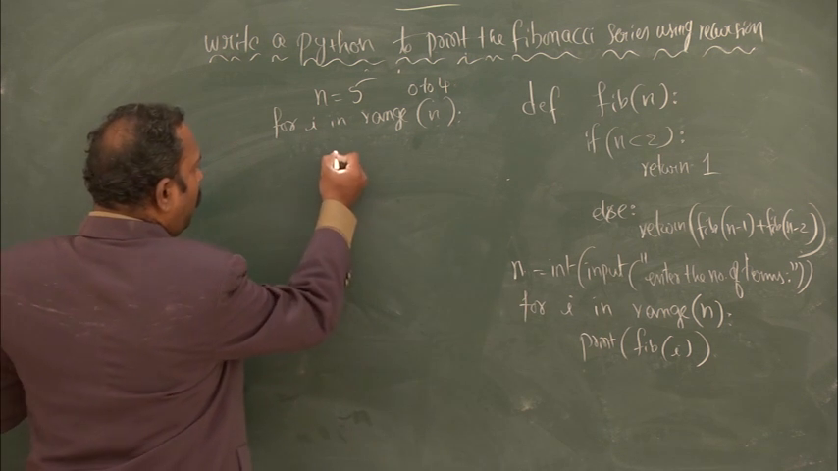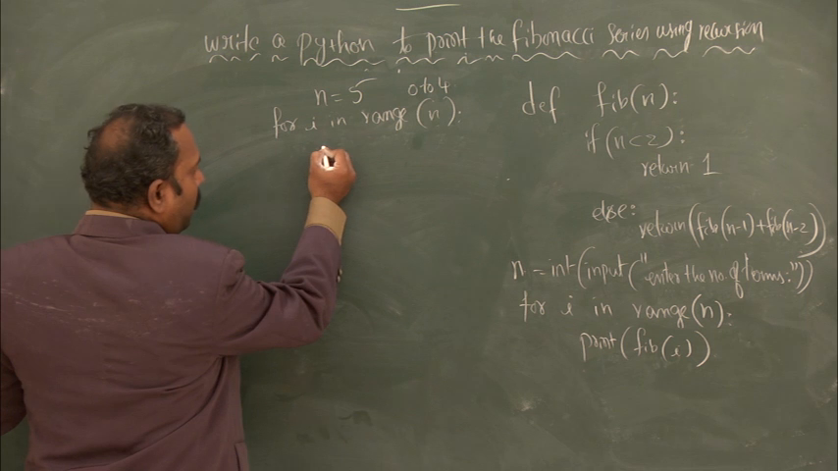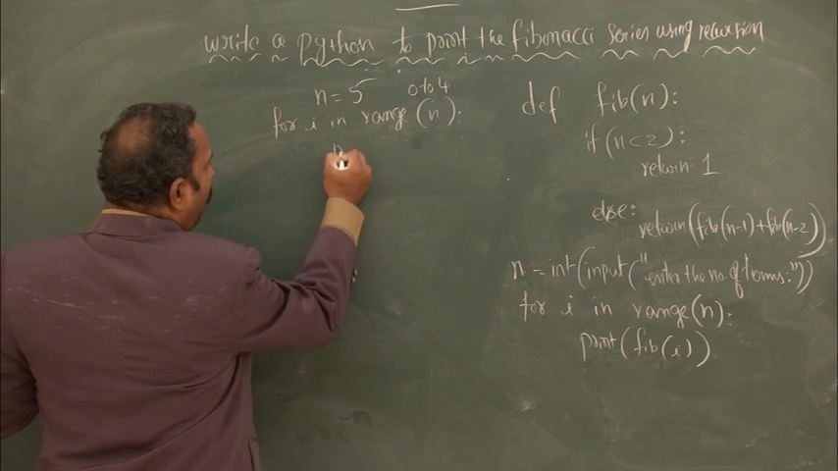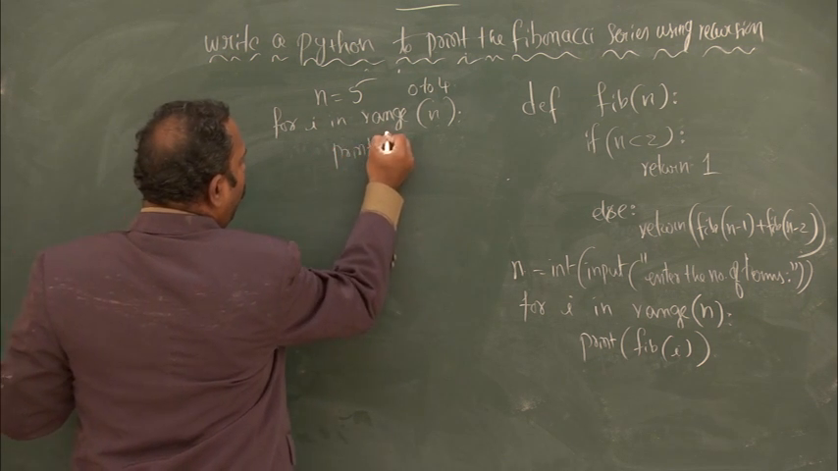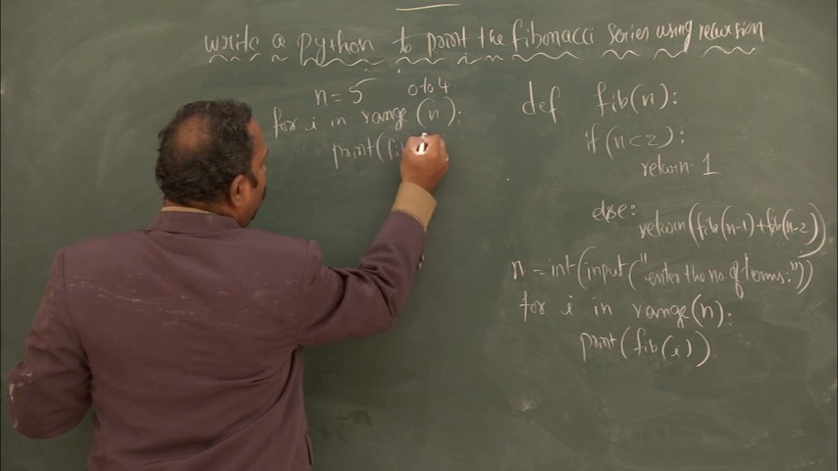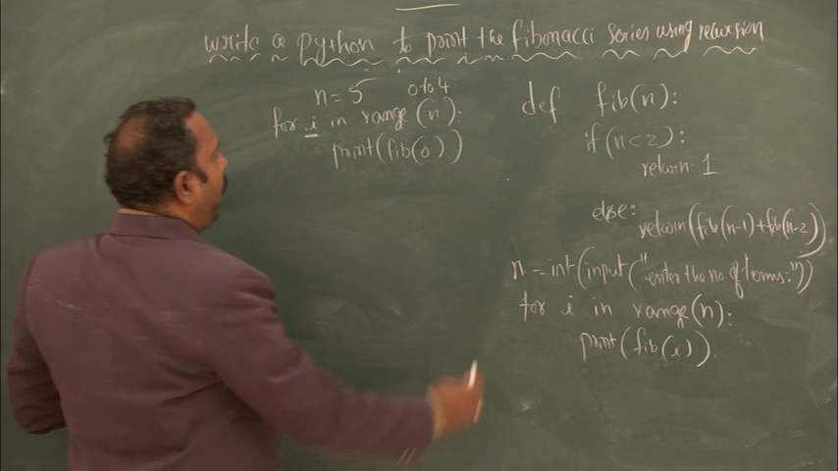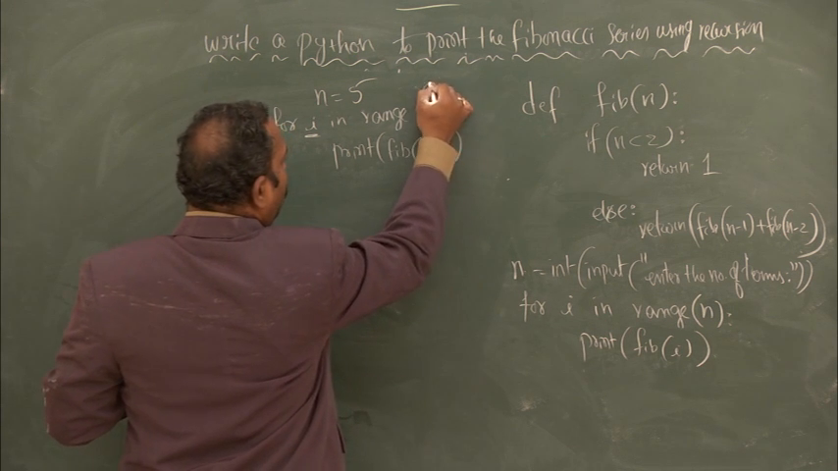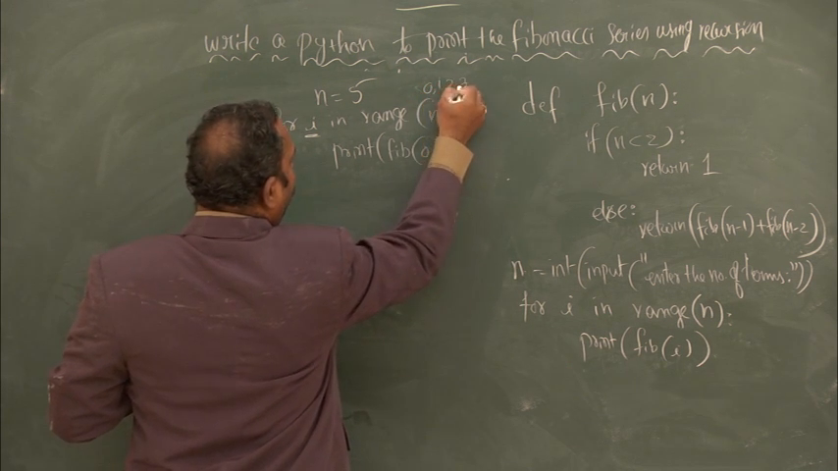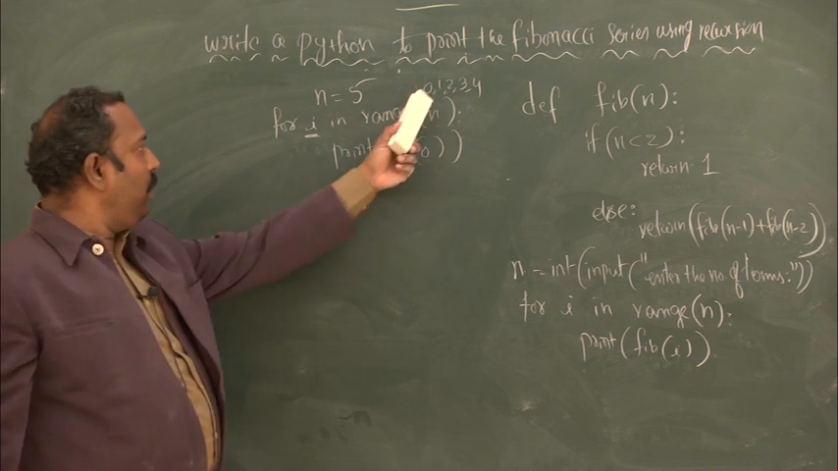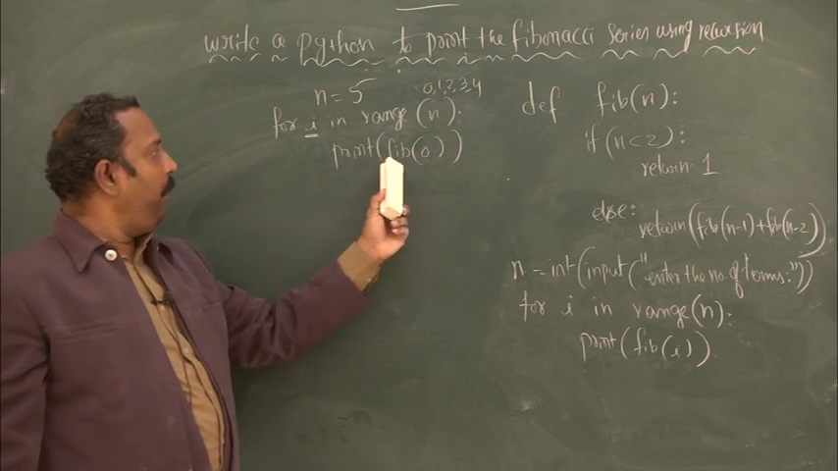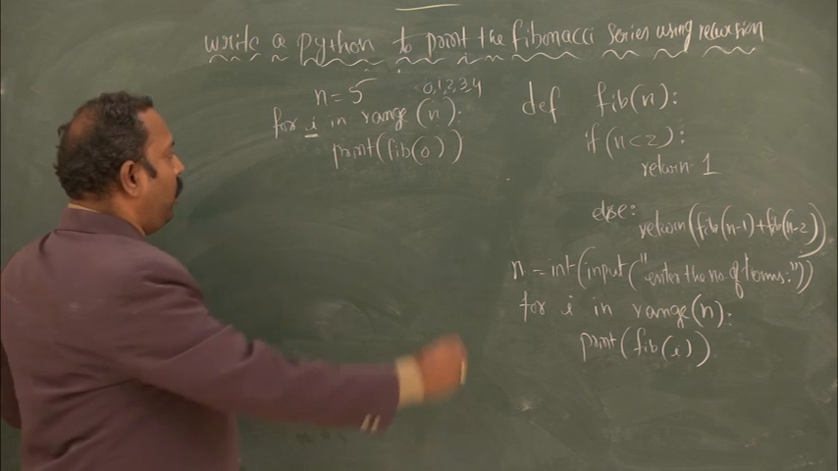So in the function call, first it will call print of fib of 0. First i gets value 0. So what are the values here? 0, 1, 2, 3, 4. First value 0 will be assigned to i. So print fib of 0.